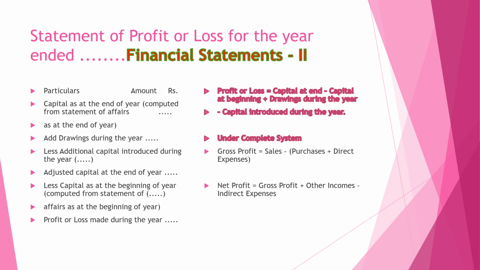So again, in equation form we can get it. See, profit or loss is equal to capital at the end minus capital at the beginning plus drawing during the year minus capital introduced during the year. Under the complete system, gross profit is equal to sales minus purchase plus direct expenses. Net profit is equal to gross profit plus other income minus indirect expenditure.